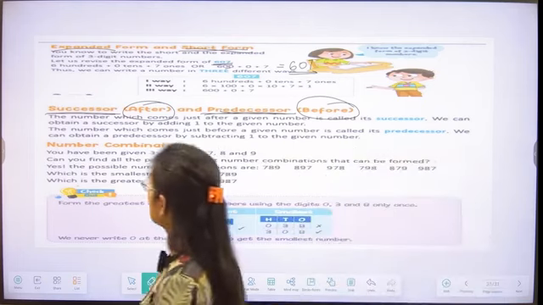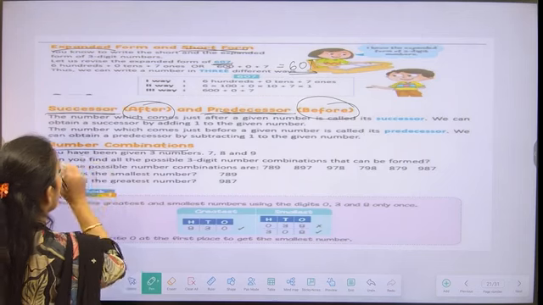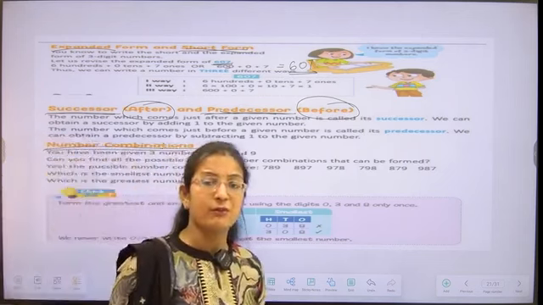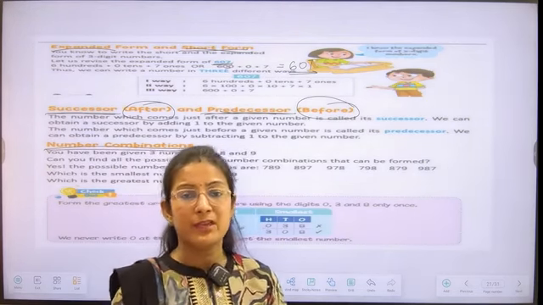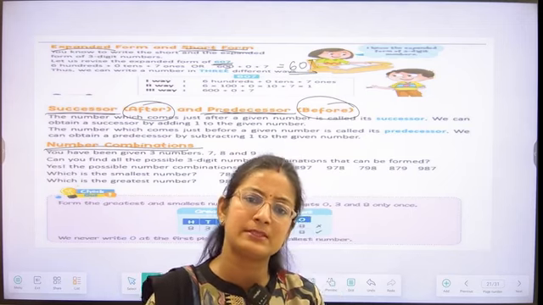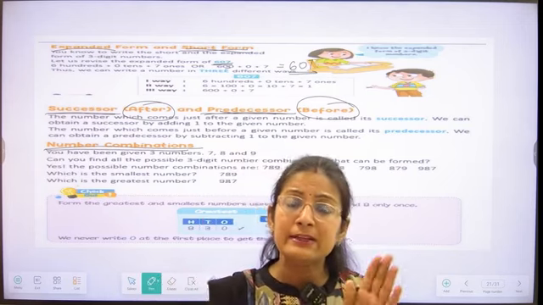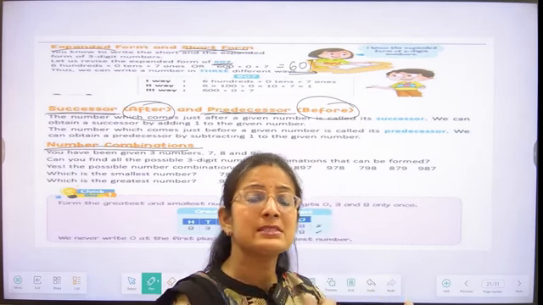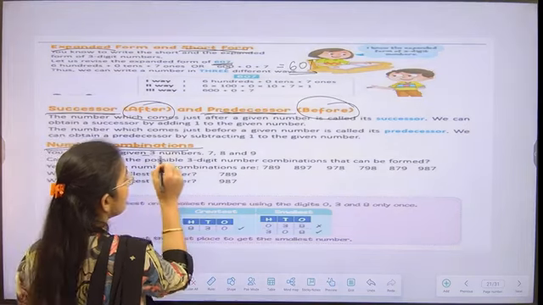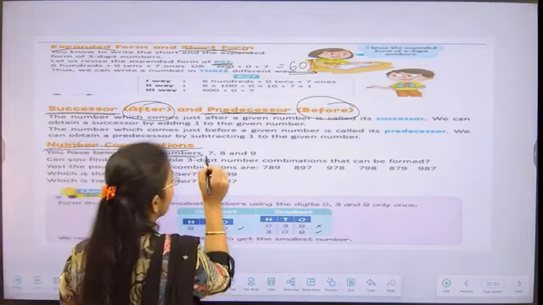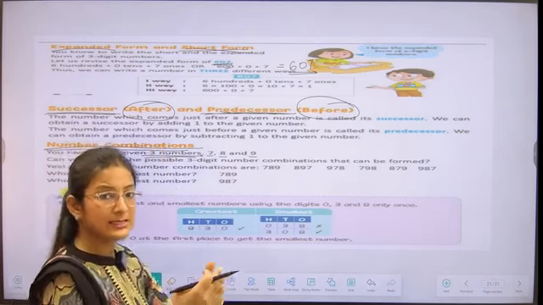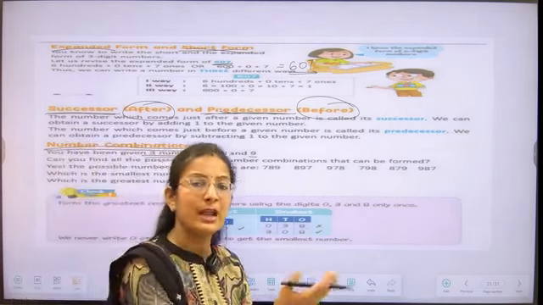Moving to our next concept, number combination. In number combination, if we have different digits, we can form different numbers from these digits by interchanging the place values of the digits. As you can see, let's say we have three digits, 7, 8, 9. By interchanging their places, we can form different numbers.